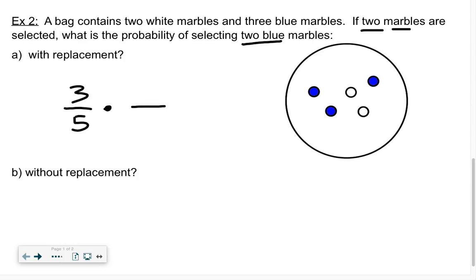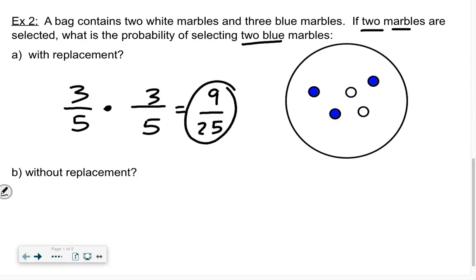Suppose I pick this blue marble. I've selected it, but now we're going to replace it. So now we put it back in the bag. Now that it's back in the bag, for the second selection, we still have all 5 marbles, and we still have all 3 blue ones. So from here we can go ahead and multiply, and we know that the probability of getting 2 blue marbles with the replacement is going to be 9/25.